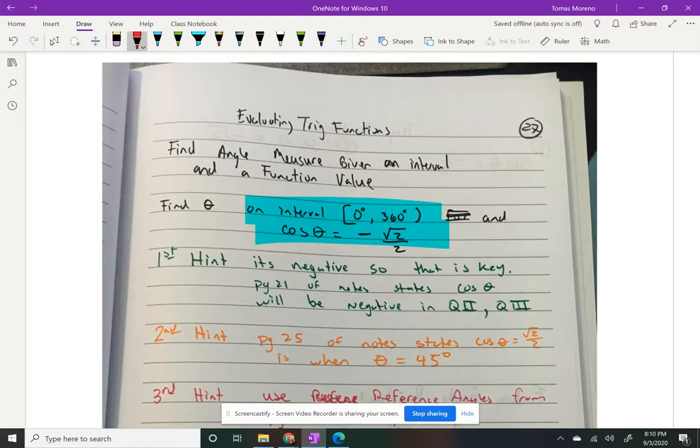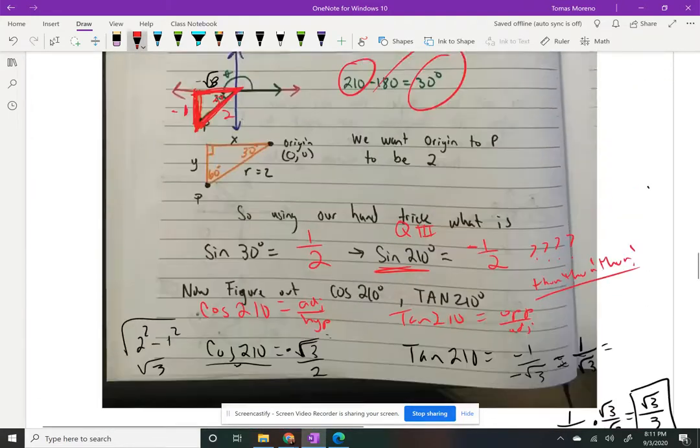We have quadrants 1, 2, 3, and 4, right? Now we have cosine beta is negative square root of 2 over 2. Hmm. Maybe we could use our chart to figure out some stuff. Okay, so we know cosine is negative. We also know square root of 2 over 2. So let's go to our chart. Let's first figure out square root of 2 over 2. Maybe we can find the degrees.